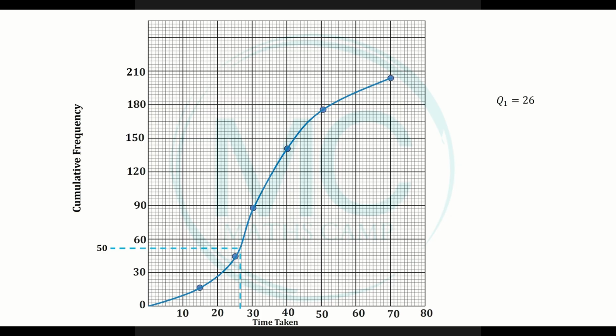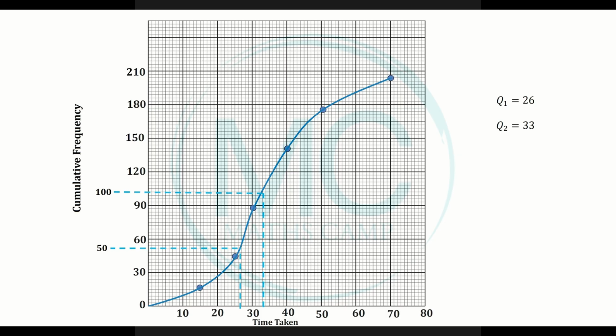Now let's find the median Q2. At the median, cumulative frequency is 100. So I need to draw my line around here. Let's make a note that it's 100. Now I can draw my vertical line down to the axis. This line touches the axis when x is 33. This is the value of my median Q2. And I can make a note of this as well.